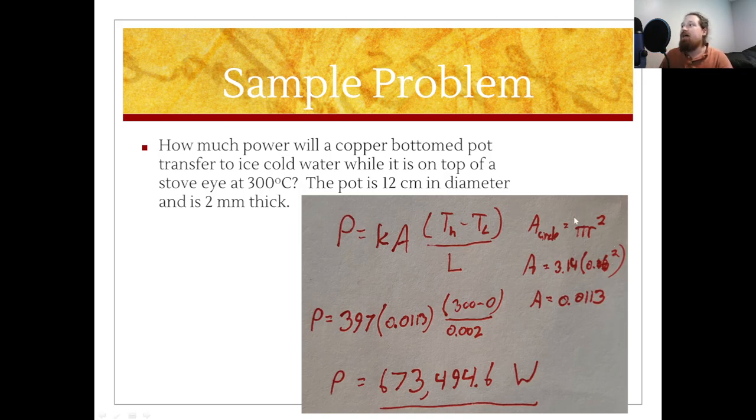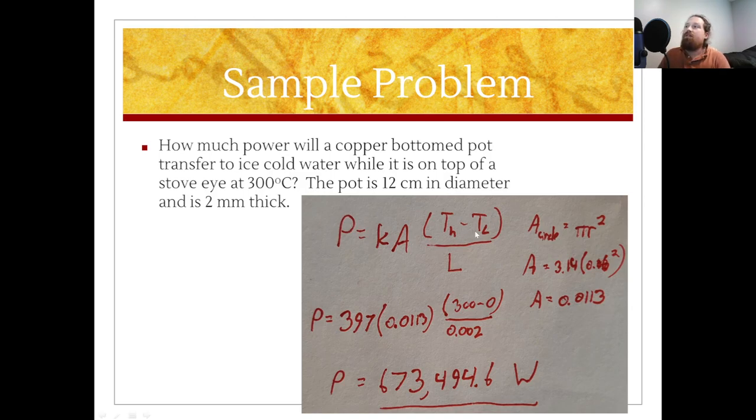So for this little aside formula here, I've plugged the radius of the pot into the formula. If the diameter is 12, the radius would be 6 centimeters. I then converted 6 centimeters into 0.06 meters, because that's going to give us an area in meters squared. If you were to plug in 6 centimeters instead, your area would be in centimeters squared, and then you'd have to deal with a different conversion later on. So I converted up front to avoid that. This would give us an area for the round bottom of the pot of 0.0113 meters squared, and that's the A that we're going to use in the formula.